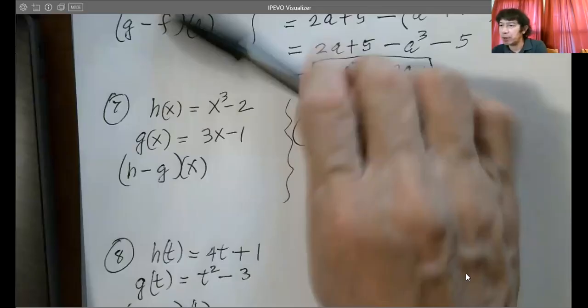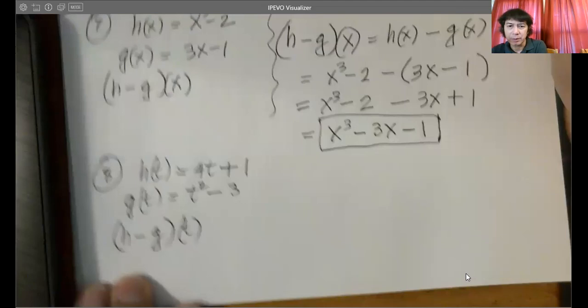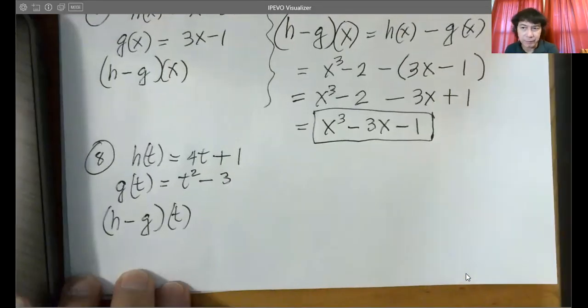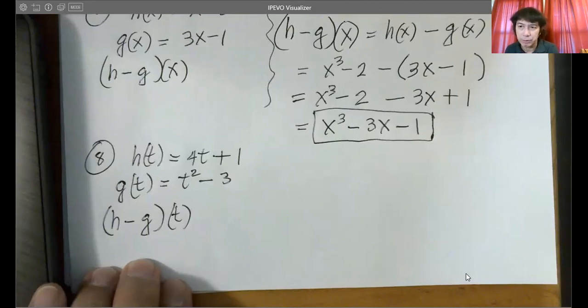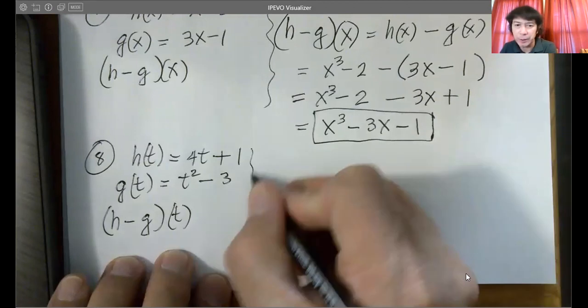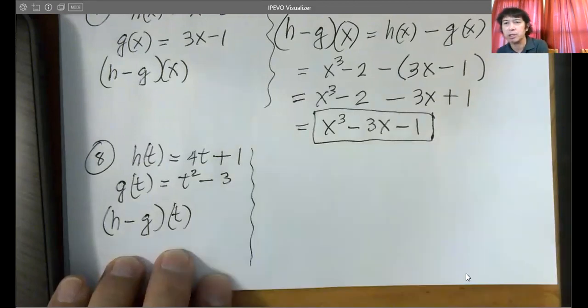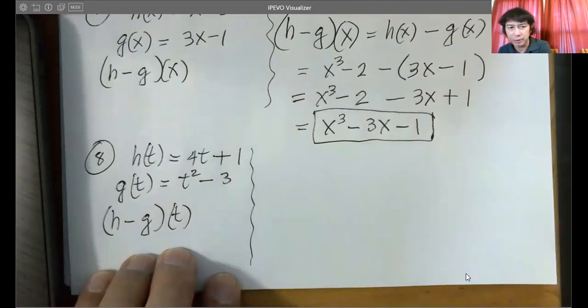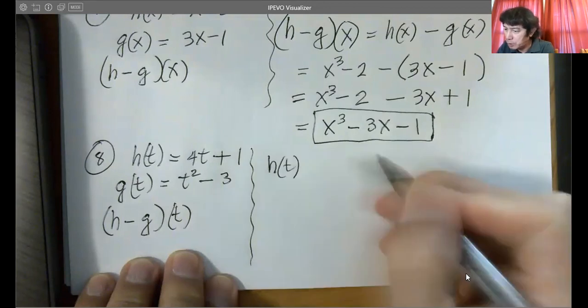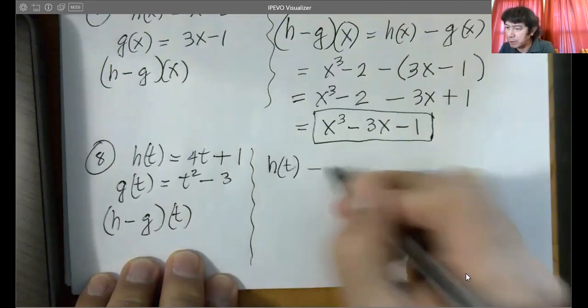Okay, here's number 8. h of t is 4t plus 1, g of t is t squared minus 3. Find h minus g of the variable t. I hope you're learning the method because you'll be needing this in your activity. For h minus g, we shall begin with h of t minus g of t, there.